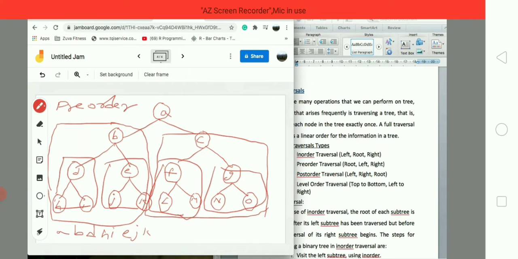In the right side, that means this block. In the right side, C is the root node, and after that root node we have to visit the left side. In the left side, F is the root node, L is in the left side, and M is in the right side.